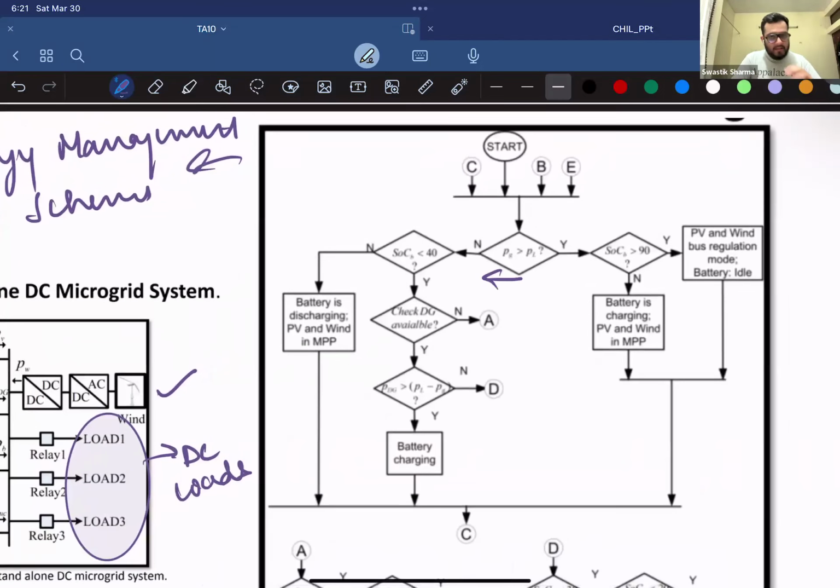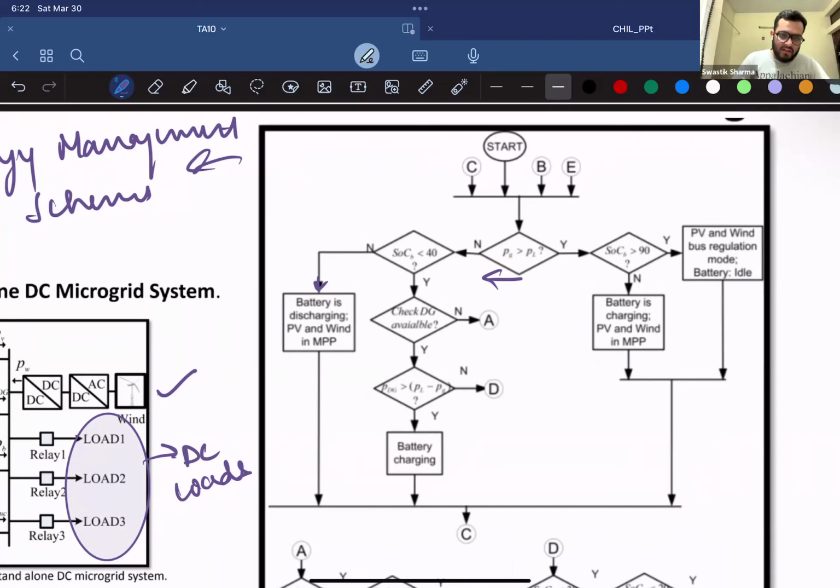Let's say the grid doesn't have enough power to meet your load. So you check whether you have come to the lowest point of your SOC. If you've not, you discharge your battery in such a way that your PV and wind are still working on MPPT, but your battery is discharging to fulfill the deficit that is there.